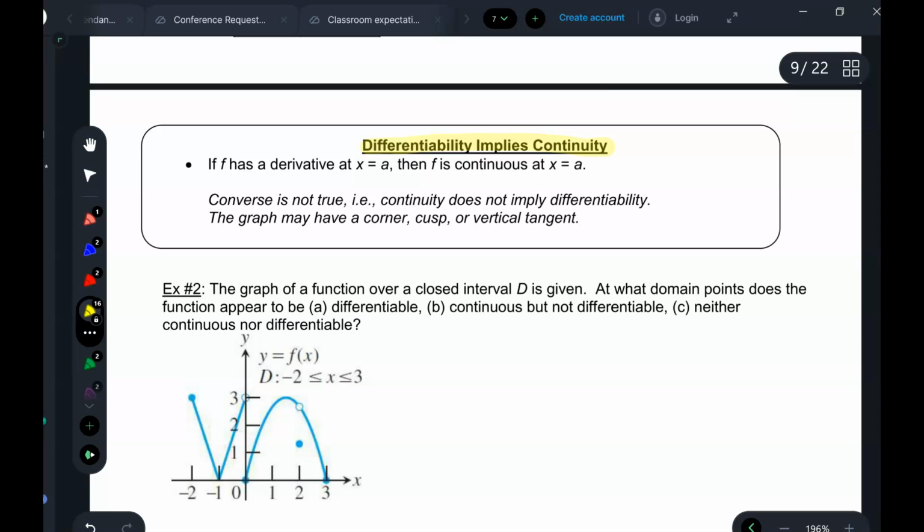Okay, differentiability implies continuity. That means if I tell you there's a differentiable function, then you know it's continuous, so you don't have to check for continuity. All right, so just a quick note, the converse is not true. Remember the converse? Where you switch the hypothesis and conclusion of a conditional statement.